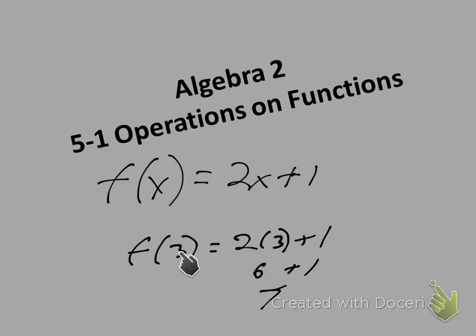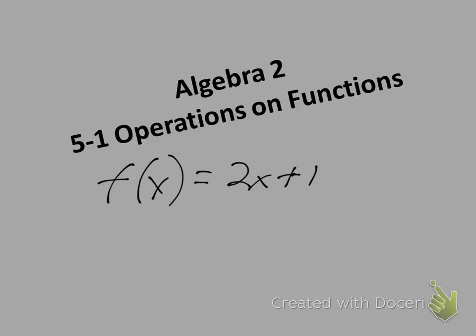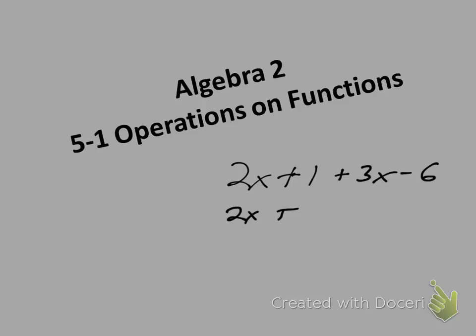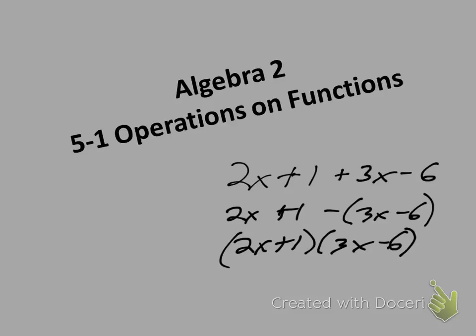We'll bring this back Monday. We don't really do a whole lot with this today. But a second type of problem that we would do is, instead of just having f of x equals 2x plus 1, we would take away the f of x, and we'd have 2x plus 1 plus 3x minus 6. Or maybe it was 2x plus 1 minus parentheses 3x minus 6. Or maybe it was 2x plus 1 in parentheses with parentheses next to 3x minus 6. One of those three maybe. We've seen all three of those before.